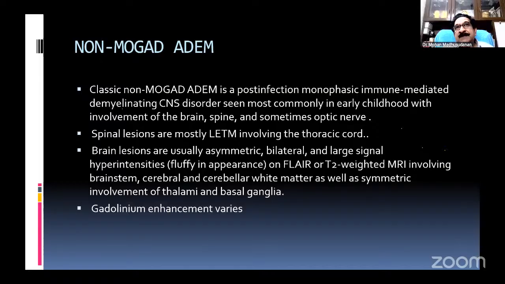In fulminant cases, you can combine IVMP with plasma exchange and IVIG also. That is possible. You can even combine both together in fulminant cases. If they do not respond, then you can extend to rituximab.